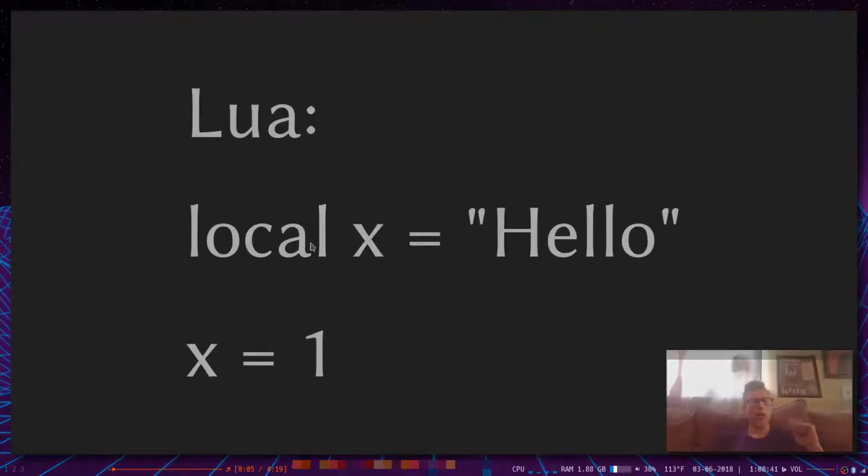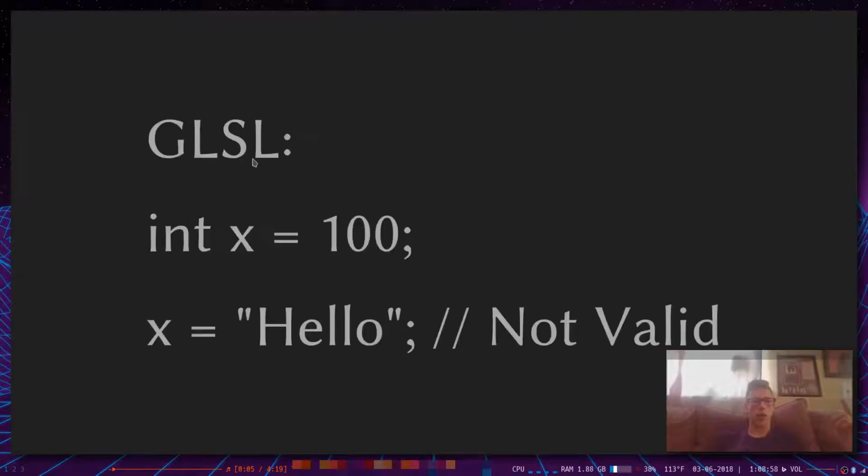So in Lua, you can say local x is equal to hello. So x is equal to hello, and it's the type string. But immediately afterwards, you can set x equal to a number, just like this, and this changes its type to an int. So Lua is not statically typed because the types can change. Whereas in GLSL, right here we're setting x to be an integer, so we're telling the computer what type this variable is, and we're setting it equal to 100. So we cannot later say x is equal to a string. This is not valid. So that's one thing you need to keep in mind when you're programming GLSL code.